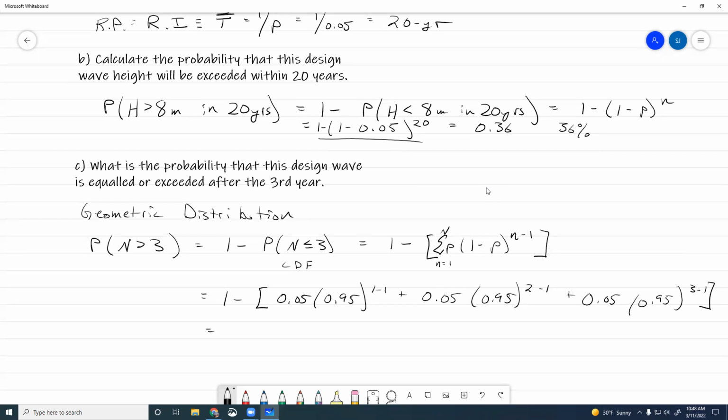So if we do all that math, then we end up with 0.857, or about 86%. So an 86% chance that it's equaled or exceeded after the third year. And maybe that's a question related to building a thing out, or what kind of safety provisions we need to have, that sort of thing. Great. So that is what we'll do for today.